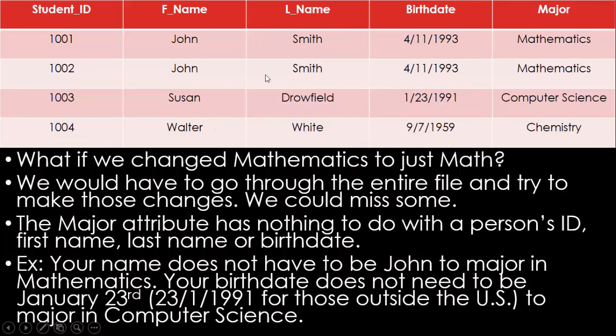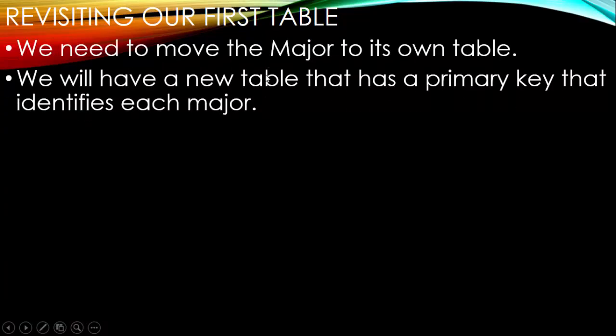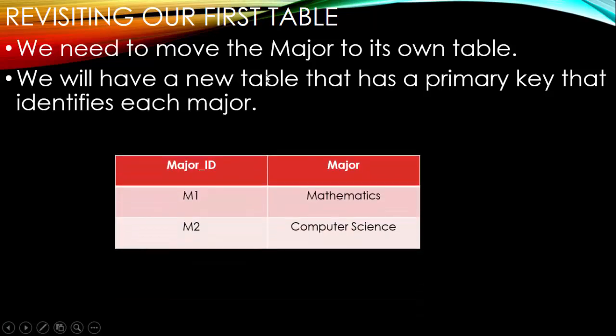So we need to split the table so we can normalize it and implement the use of a foreign key. So we need to move the major to its own table. We'll have a new table that has a primary key that identifies each major. And here it is. We have major ID, M1, M2. It uniquely identifies one major.